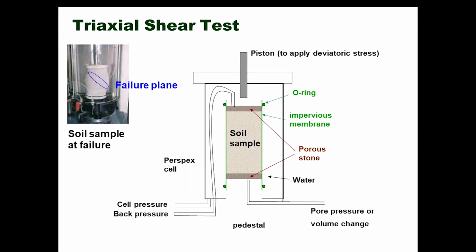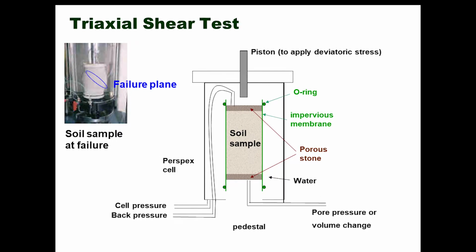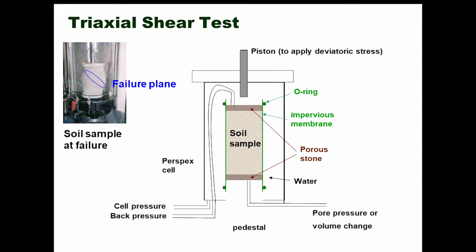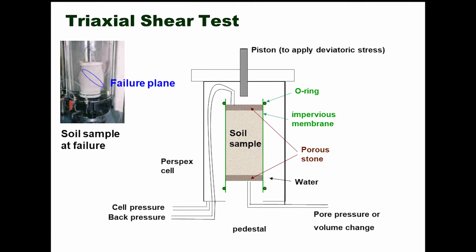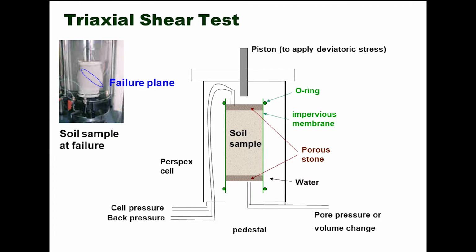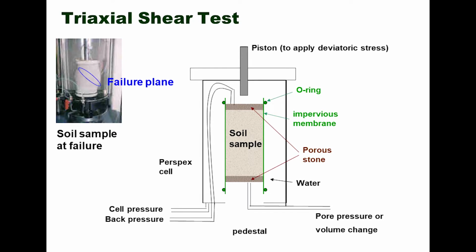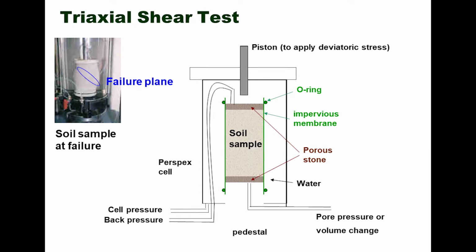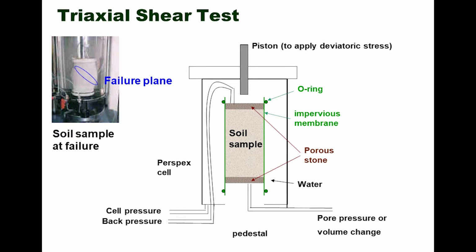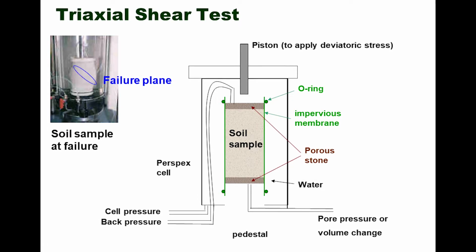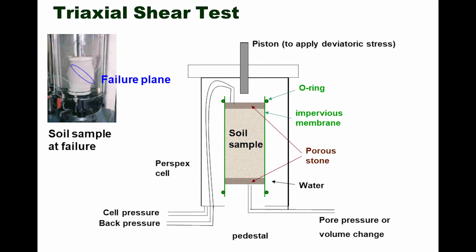Triaxial shear test. Here also there is a soil sample and a failure plane. A natural shear failure plane occurs. There is an impervious membrane on the top, porous stones are kept, and the water inside gives the all-round pressure, the cell pressure, and there is also back pressure. Many pieces of equipment can be there, and the load P is applied gradually through a piston.